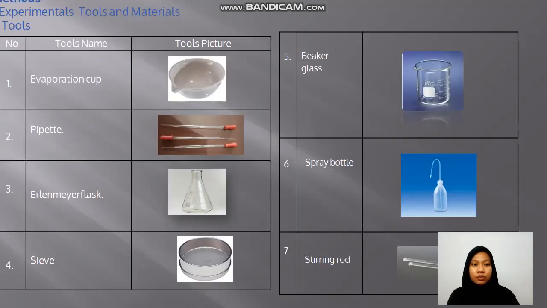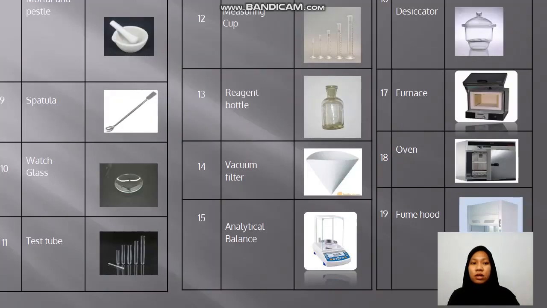Next, method, number 1, experimental tools and materials. Tools: evaporating cup, pipette, Erlenmeyer flask, sieve, beaker glass, spray bottle, stirring rod, mortar and pestle, spatula, watch glass, test tube, measuring cup, reagent bottle, vacuum filter, analytical balance, desiccator, furnace, oven, and fume hood.